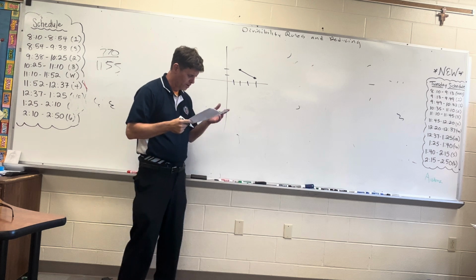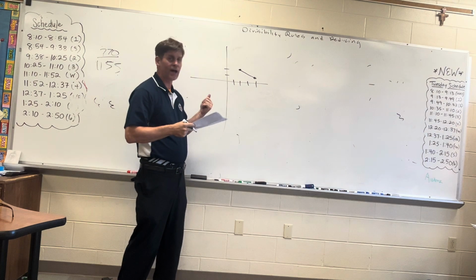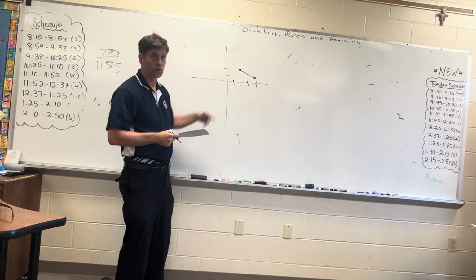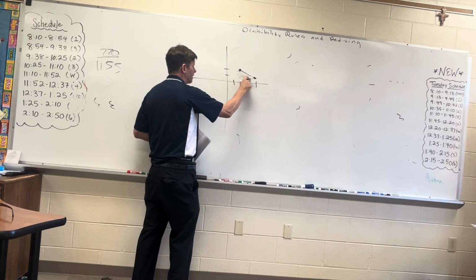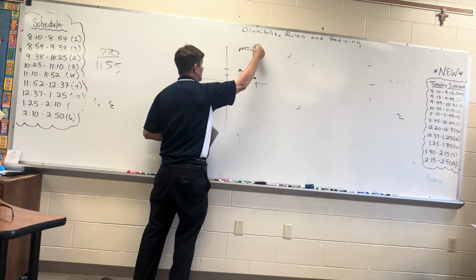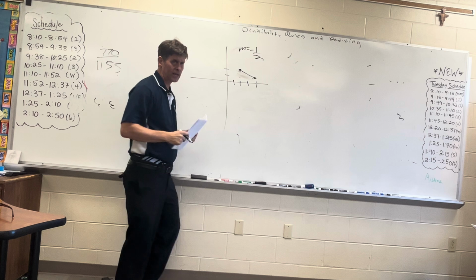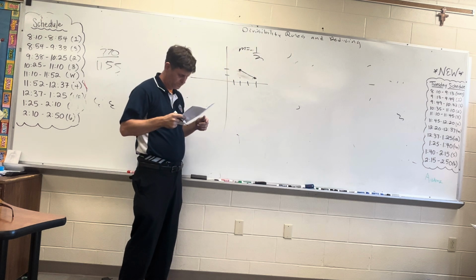All right, so number 11 says, for this graph, what's the slope? Well, it went down 1 over 2. So m equals negative 1/2. Down 1 over 2.